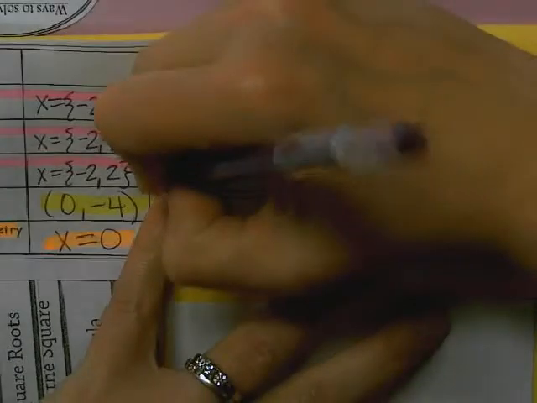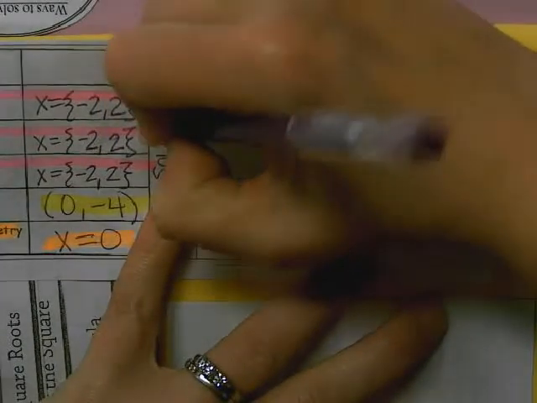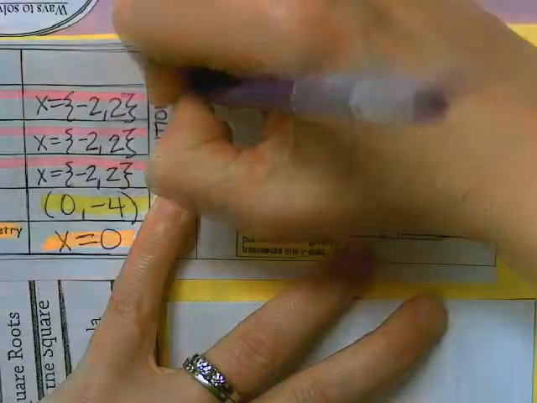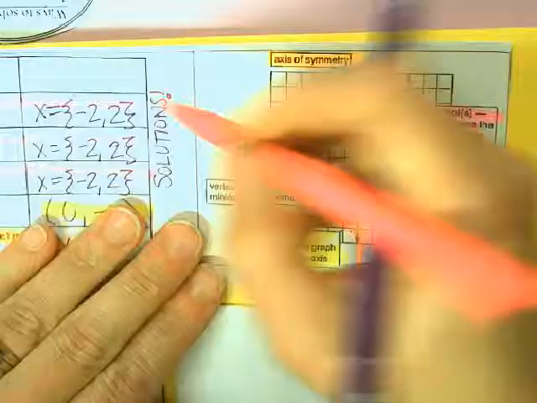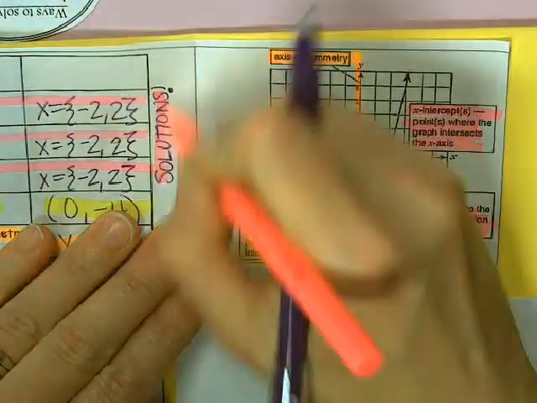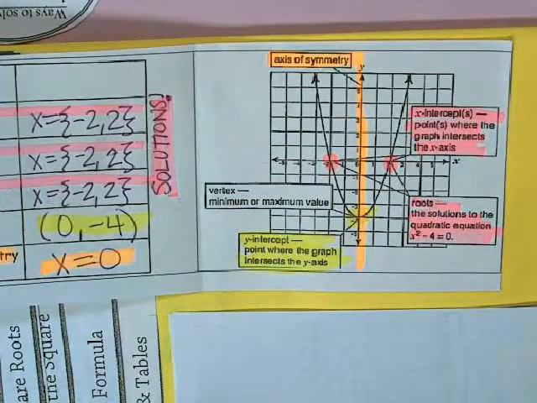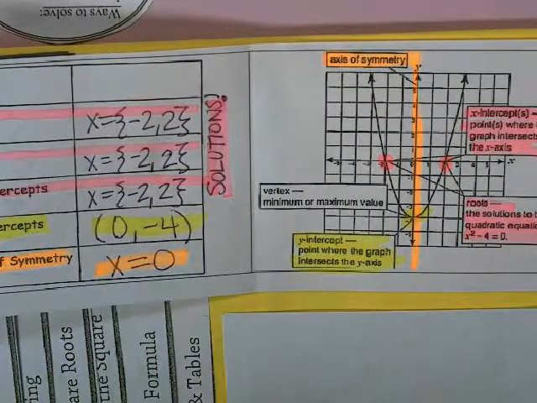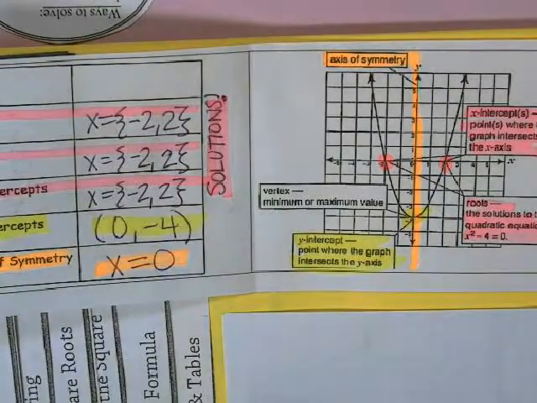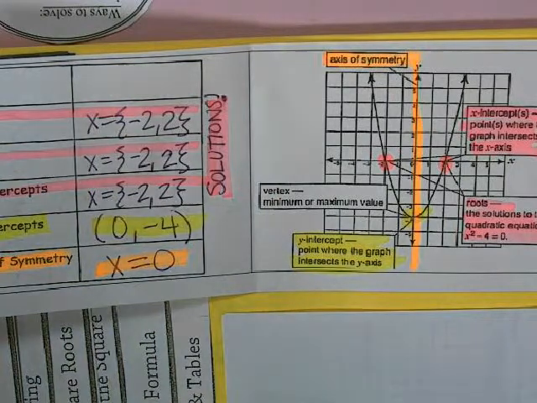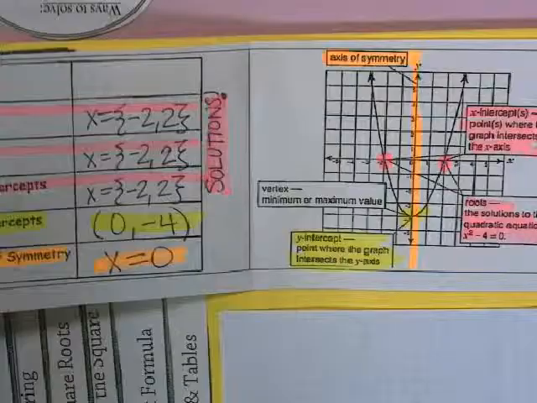And sometimes they might call these things solutions. That is the same exact word as well. So remember, four different names for it, so pay attention to that. Look out for that when you're doing your test. Four different names. They all mean the same thing that we're talking about: where does it cross the x-axis?